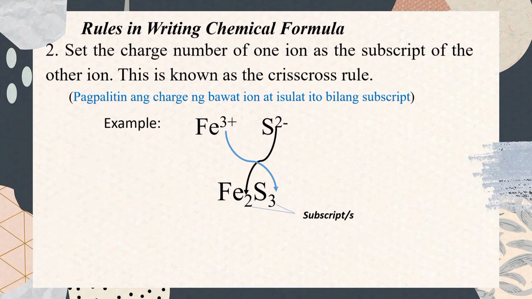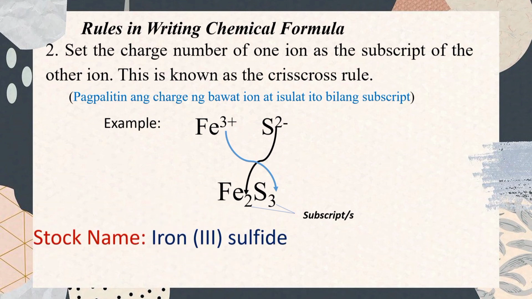Next is, how are we going to name this chemical formula? Are we going to use classical or stock method of naming? Yes. Why? Because Fe is one among the elements or metal elements with more than one ion. Therefore, what would be its stock name? It's iron 3 sulfide.